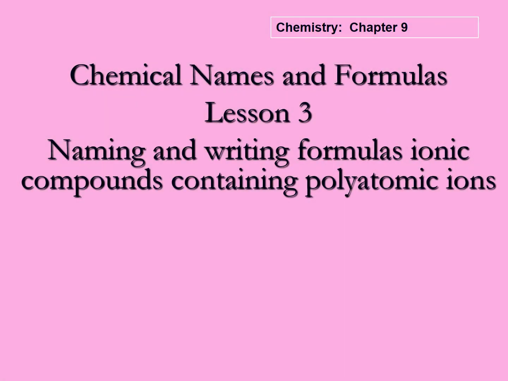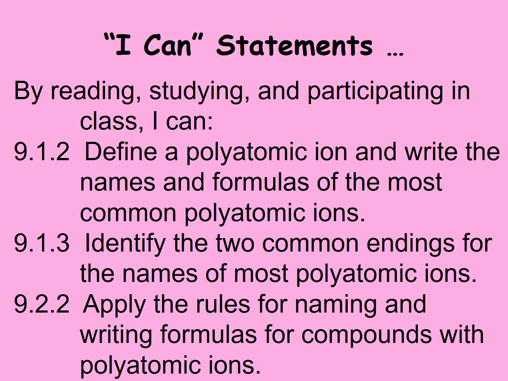This is lesson 3 in our unit on how to write formulas and name them. Today we're going to be learning about something called polyatomic ions. The two main goals are the same as in the previous units. I want you to be able to see a formula and give me a name. And then the reverse: if given a name, I want you to be able to write a formula. In this case, involving something called polyatomic ions.